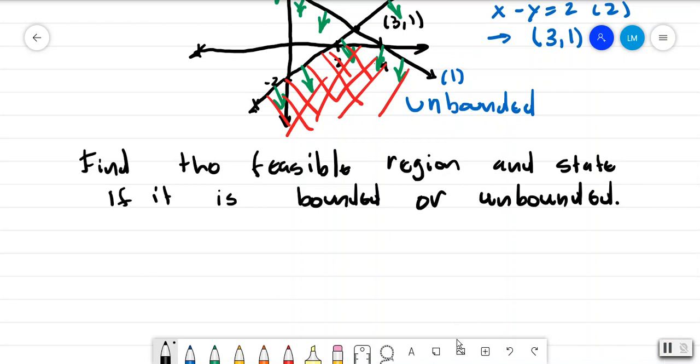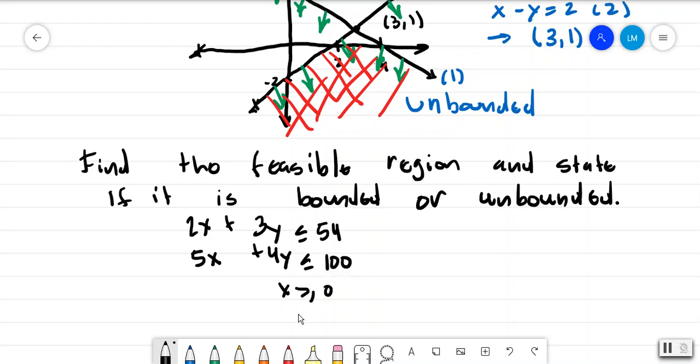Okay, so suppose that we have a set of inequalities like 2x plus 3y is less than or equal to 54, and then let's say that we have 5x plus 4y is less than or equal to 100, with x is greater than or equal to 0 and y is greater than or equal to 0. Now, what I'll say about these last two is that they restrict you basically to the first quadrant.